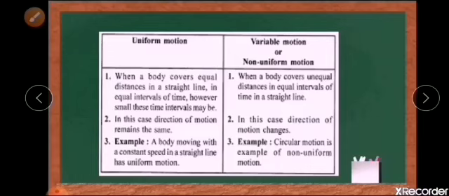Now let's have a comparison between the two. Uniform motion, equal distances in equal intervals of time. Variable or non-uniform motion, unequal distances in equal intervals of time. And in case of uniform motion, the direction remains the same. But for non-uniform motion, it is not necessary that the direction should remain the same. It can change. Now some examples are also given here. Body moving with a constant speed. If the speed is constant, the motion will be uniform in each second.